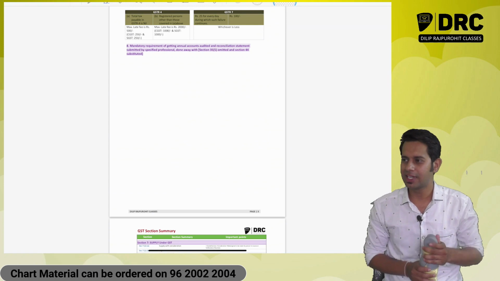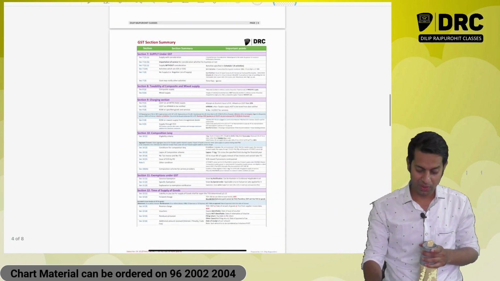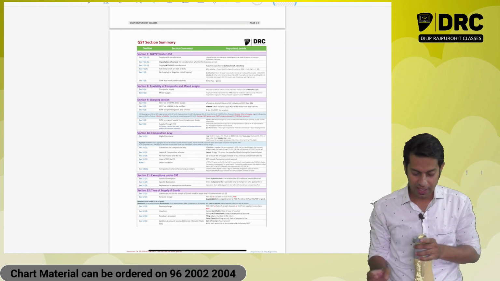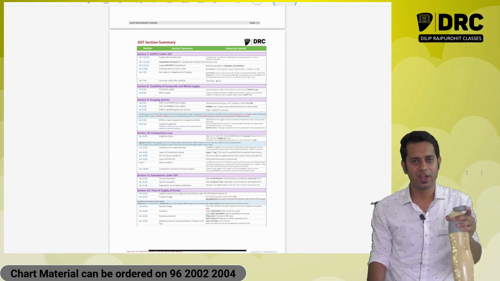Now let us start our discussion on the section summary. Let us now do a completely super fast revision of all the different provisions.